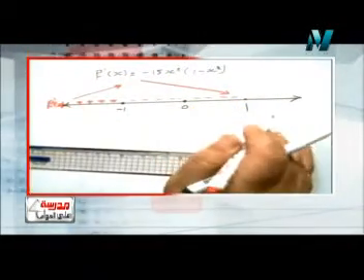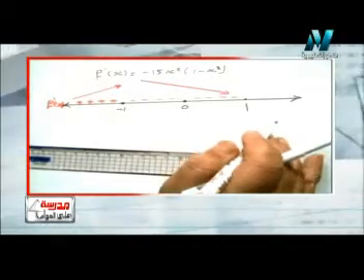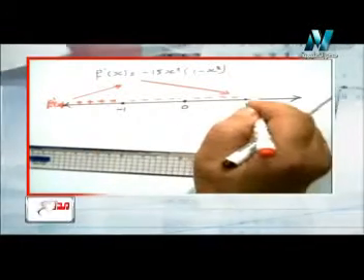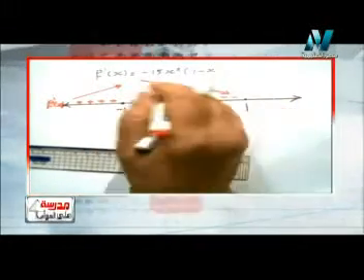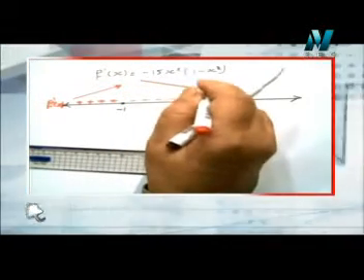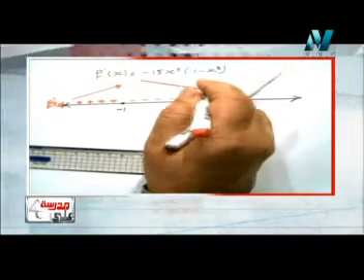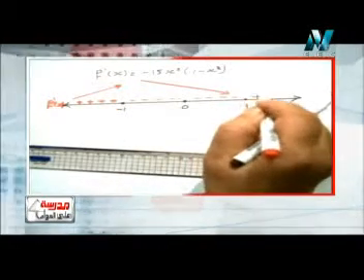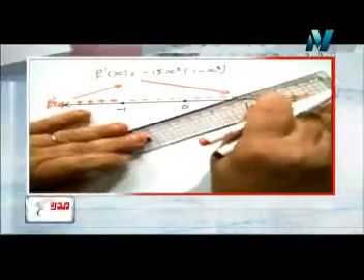Third interval, from 1 up to infinity, say x equals 2. It is negative 15 by 4, and 1 minus 2 square 4 is negative, negative by negative is positive. Therefore, the function is increasing.